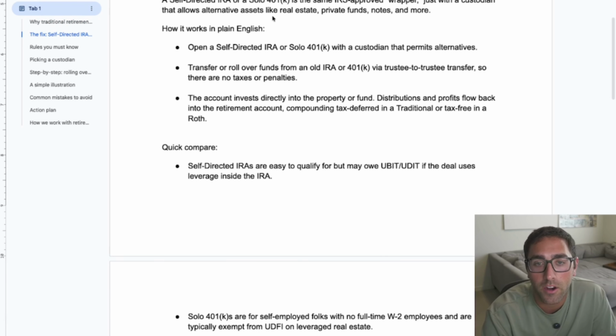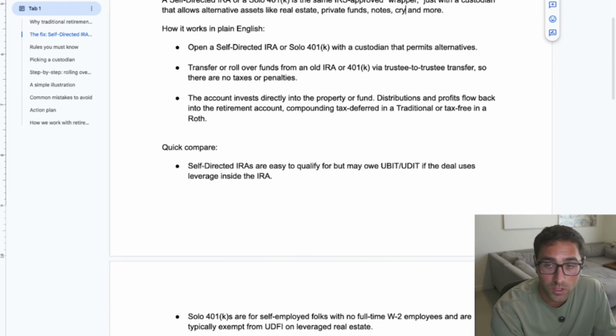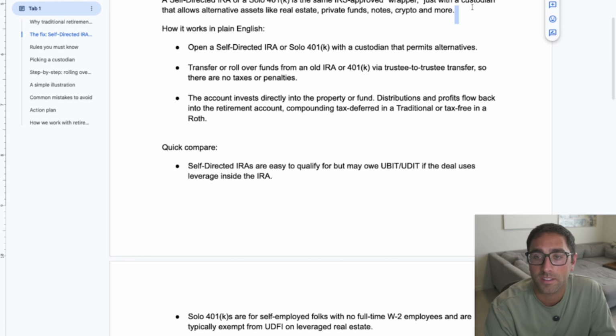A self-directed IRA or solo 401k is the same IRS-approved wrapper, just with a custodian that allows alternative investments like real estate, private funds, notes. They even have crypto now that you can actually invest in from your self-directed IRAs.